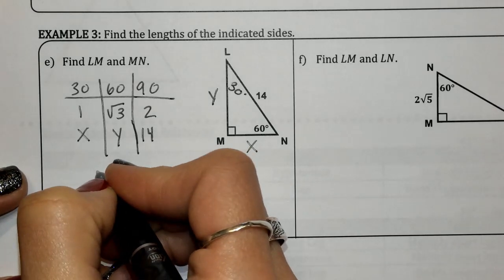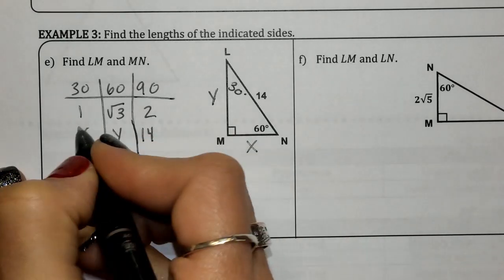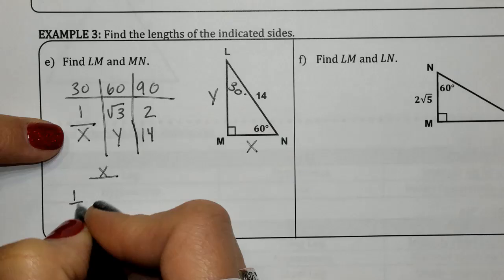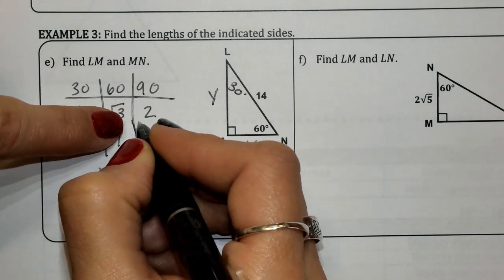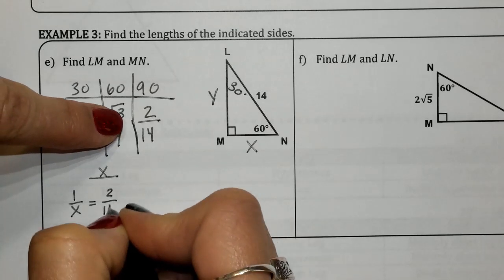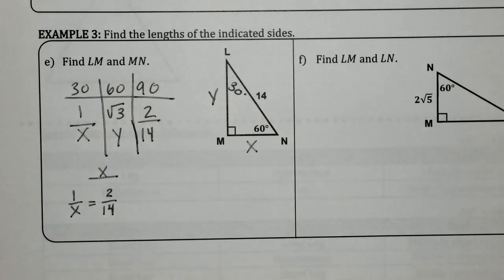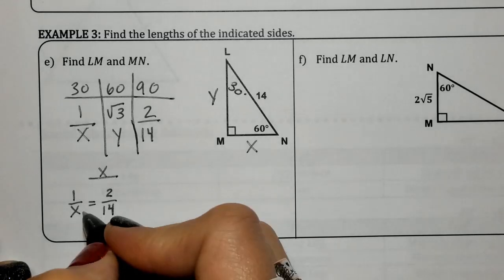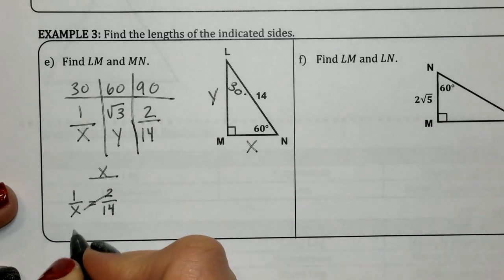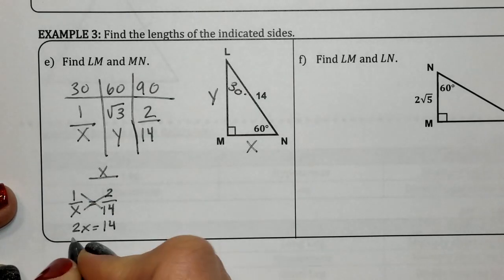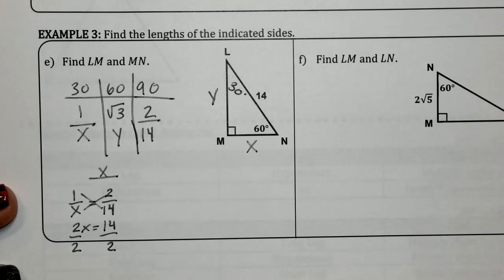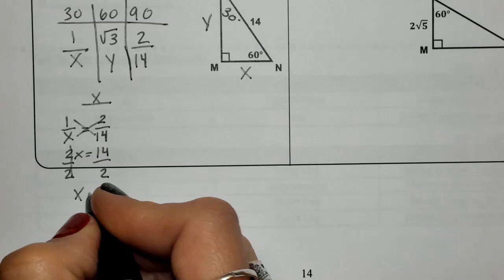So I'm going to start by solving for x. With my proportion, I'm going to have 1 over x is equal to the one that we have numbers for in both, which is under the 90 column, 2 over 14. If you want to simplify that down to 1 over 7, you can, but you do not have to. This is a very quick cross multiply, divide proportion. Cross multiply here, we're going to get 2x. The other cross product is 14. We divide by 2, and we're going to come out with x equals 7.